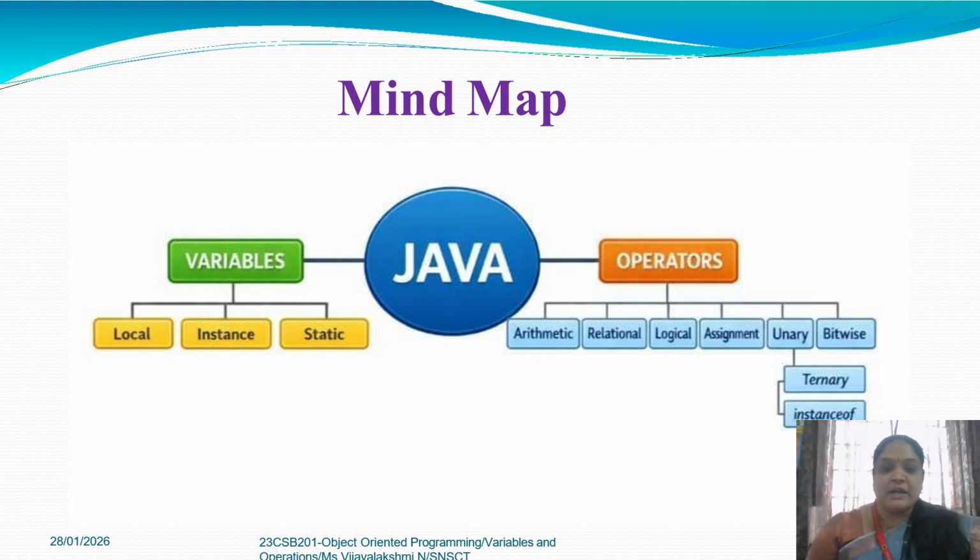This is a diagrammatic representation of the concept which we have discussed now. We discussed variables and operators. We saw the types of variables, local, instance, and static, and the many types of operators we have seen. So this is the mind map for this particular topic.